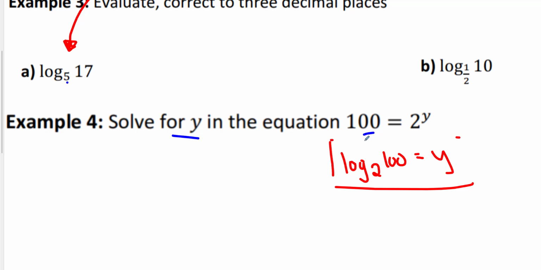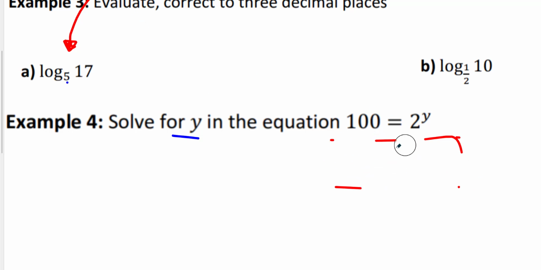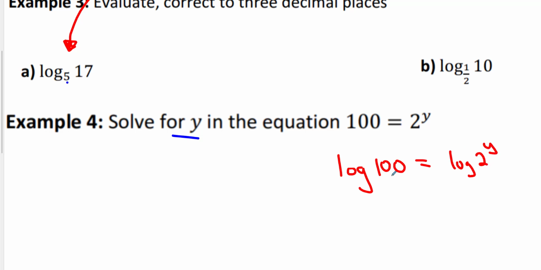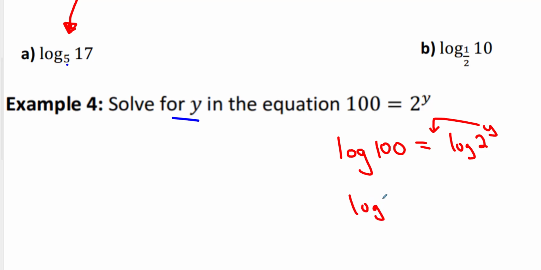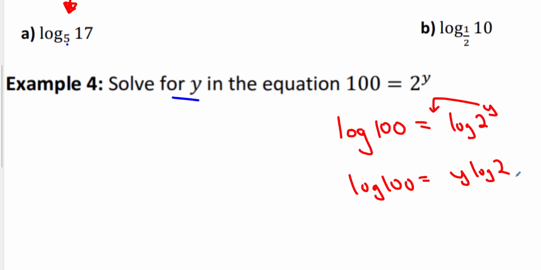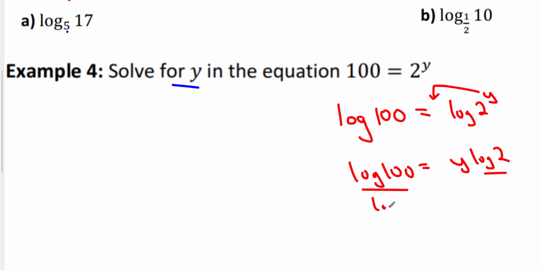So this is one way. But guess what? You don't know how to solve this yet, because you can't do this. So what I'm going to do is actually not do it this way. I'm going to take log base 10 of both sides, because that's the one we can solve using your calculator. So log of 100 is equal to log of 2 to the power of y. And this is log base 10. Y goes here. So log of 100 is equal to y log 2. And then you divide both sides by log 2.